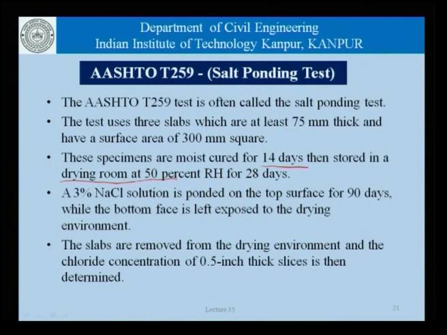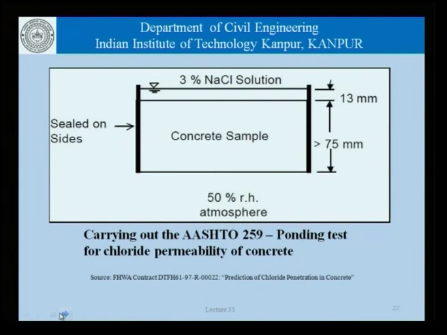The slabs are removed from the drying environment and the concentration of chlorides in slices is determined. So, if you look at the diagrammatic representation of this test, we have a concrete sample which is sealed on the sides, exposed to a 50% relative humidity atmosphere at this end, ponded with 3% sodium chloride solution on the other, and we have the sodium chloride solution permeating into the concrete. And at the end of the 90-day period, we take a core out of this concrete specimen, cut that into slices and determine the chloride concentration in the different slices.